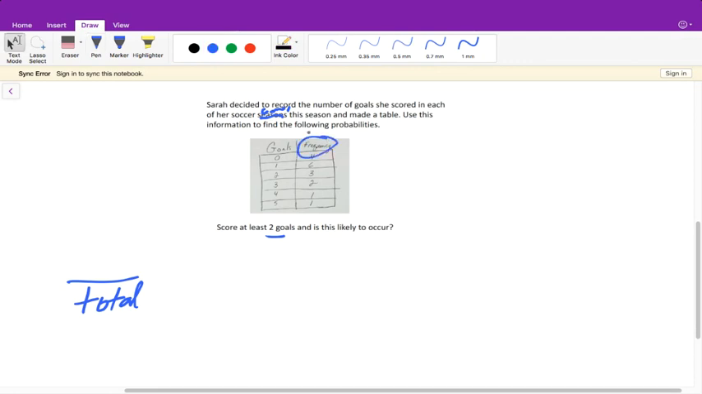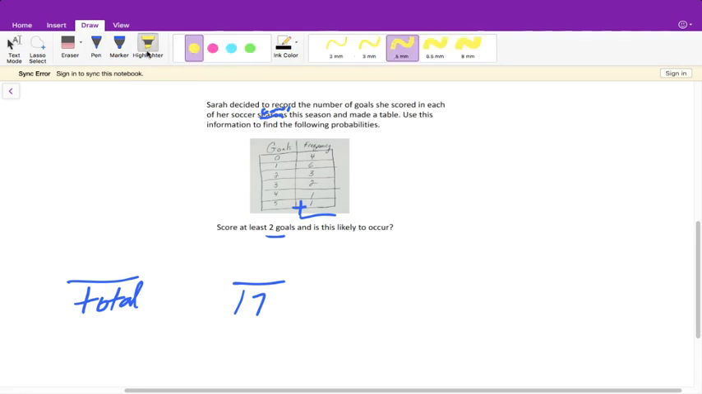The frequency tells us how often she scored each goal. So when we say 0 goals and the frequency is 4, that means in 4 different games that she played this season, she didn't score a goal. So to find the total number of games she played, we would add up all the frequencies. 4 plus 6 is 10. Plus 3 plus 2 plus 1 plus 1 is 17. So I know that this is going to be something over 17.